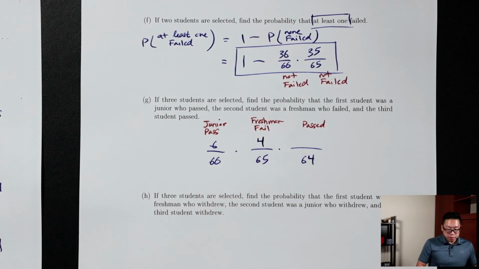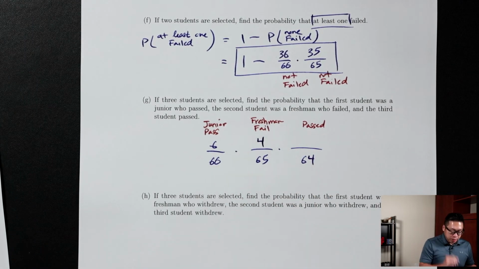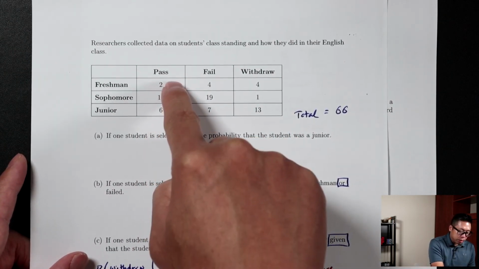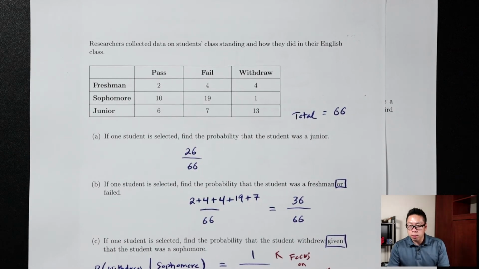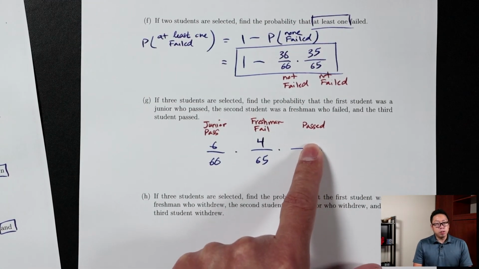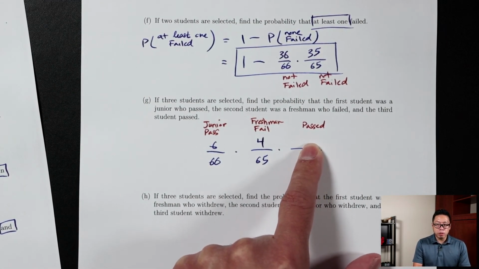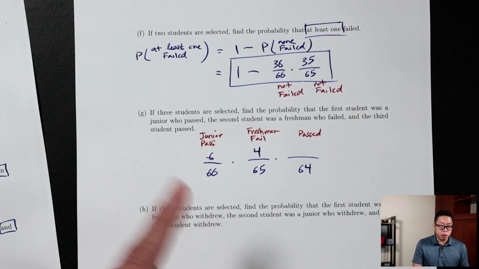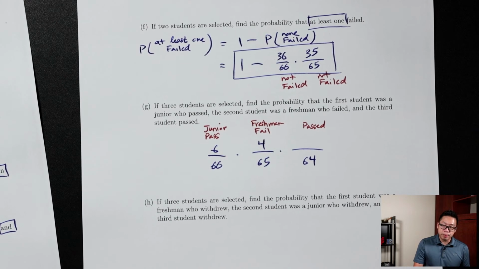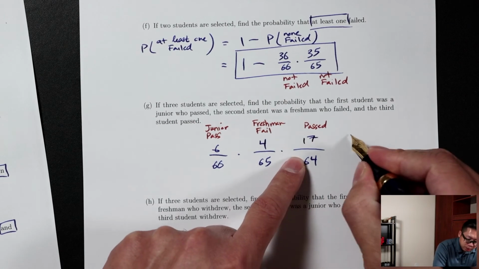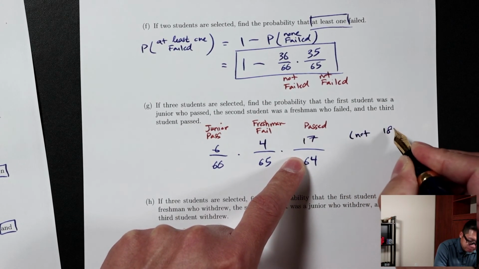Last fraction, we want passed without any specification of their grade level. So all the passed would be the whole first column. So that's 2, 10, 6. 2 plus 10 plus 6, that's 18. Question is, do I have to reduce that 18? Have we used any passed yet? Yes, right? The first student passed. So we used 1 pass, which means we have to reduce by 1 to 17. Okay, so it's 17 and not 18.